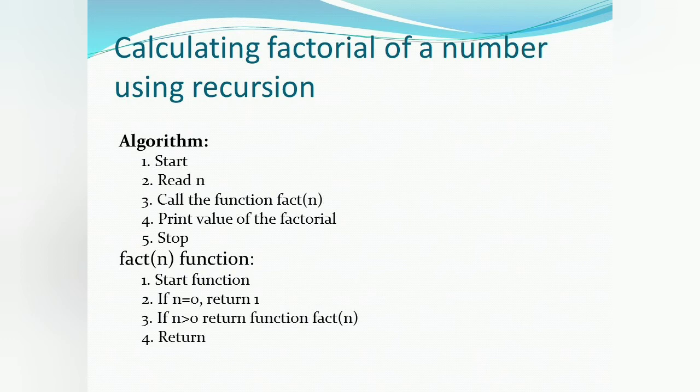In the fact function, one condition is checked. If n equals 0, it will return 1. Then another condition is given. If n is greater than 0, it returns n times fact of n minus 1. The return value goes to the place where the function is called.